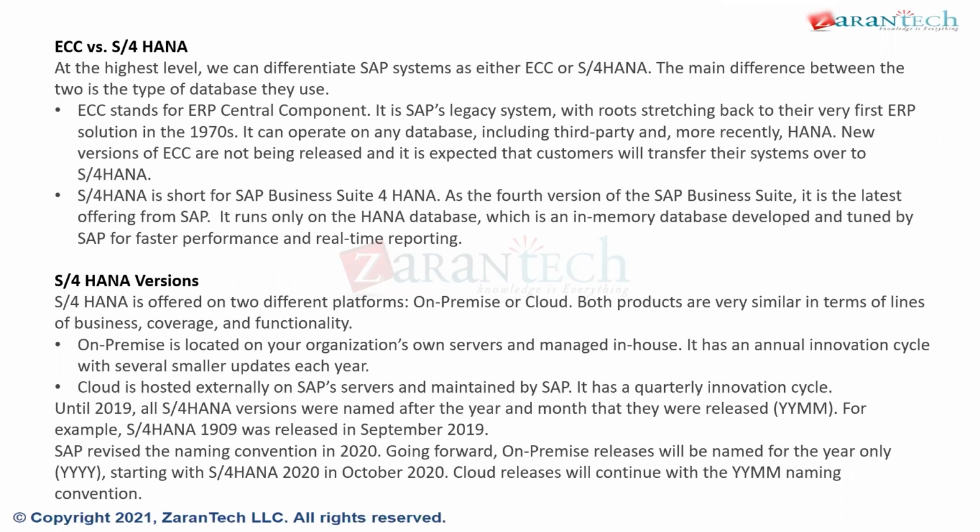So until 2019, the naming version includes the year of release and month of release. For example, 1909 means this version was released in September 2019. And then SAP revised the naming convention in 2020. So going forward, for the on-premise versions, the naming convention includes only the year. It does not include the month. But this old naming convention of year and month for the cloud version will continue.